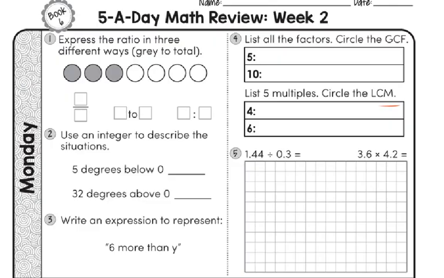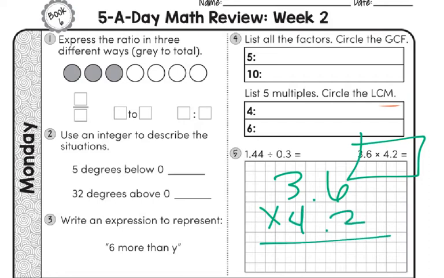Let's go back. And then the next one is 3.6 times 4.2. You don't have to worry about lining up decimals or anything when you're multiplying. You do need to make sure when you're done that you include the same number of decimal places in your answer as you have in your original problem. So we have how many decimal places? 1, 2. So our answer should have 2 decimal places as well. And we'll put our decimal there.